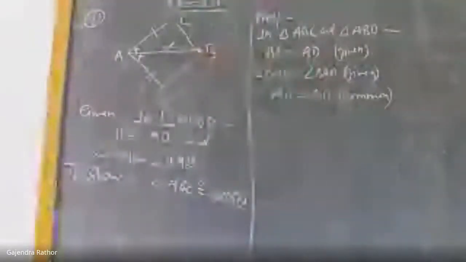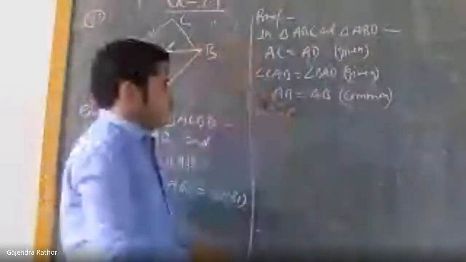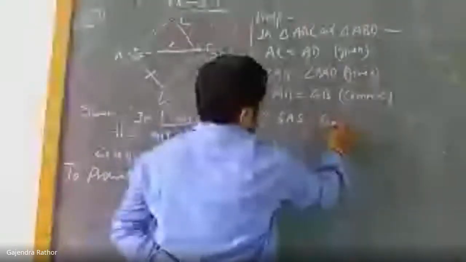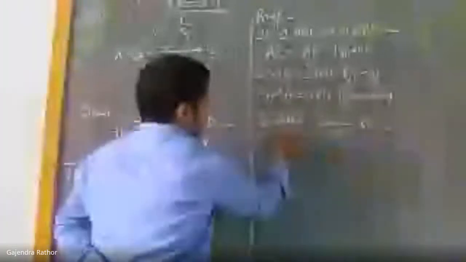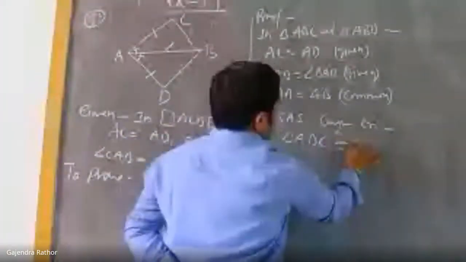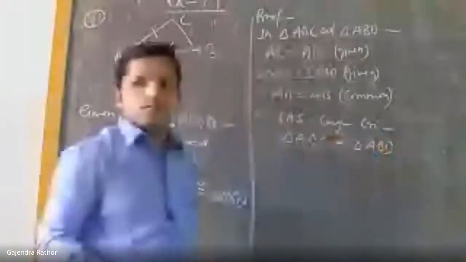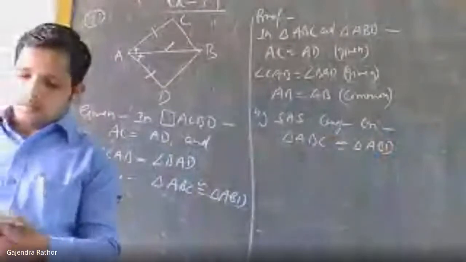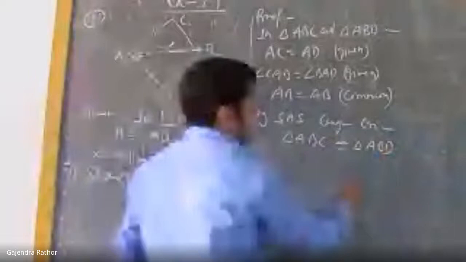Which criteria? Correct answer? Very simple. SAS. So by using SAS congruence criteria, triangle ABC is congruent to triangle ABD. Okay, so this first step is complete.